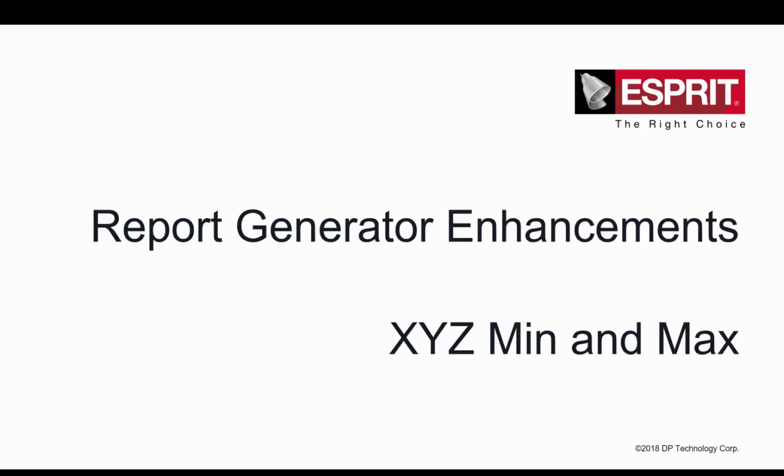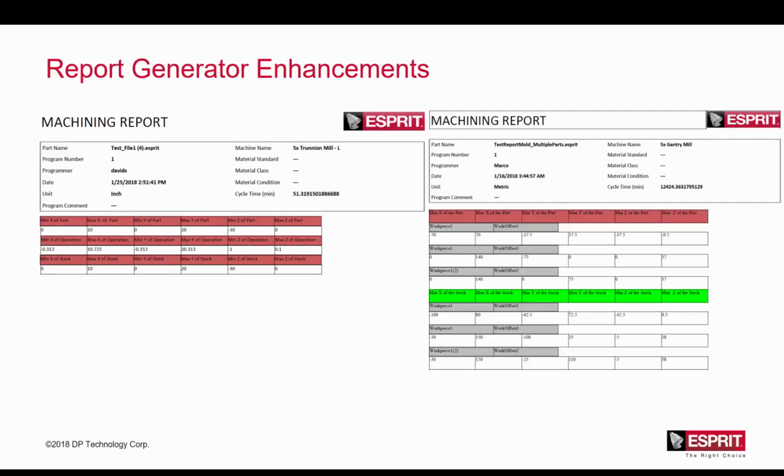Specifically, what we've done is we've added the ability to output XYZ min and max values for the part, the stock, and operations. This is helpful for people, for example, that might want to know exactly how deep their machining operation is going, or so the operator can basically make sure that the part is set up identically in TNG as it is on the machine.